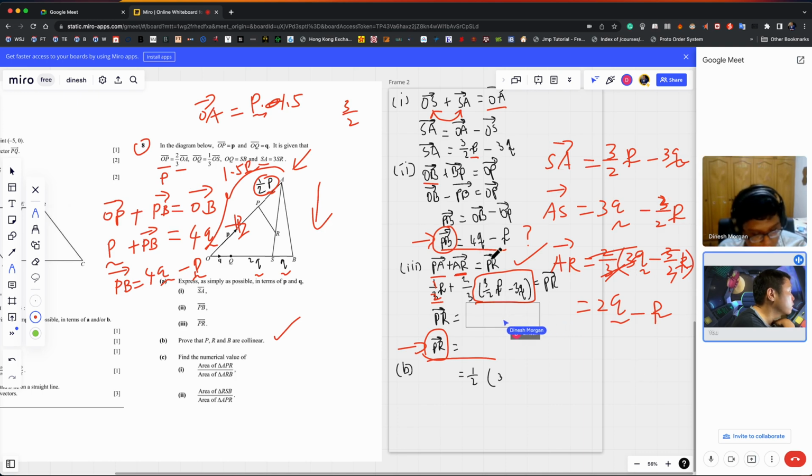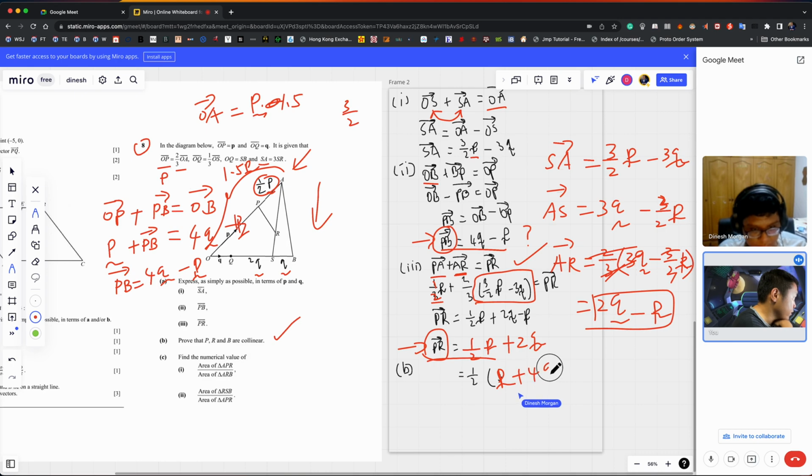So that's your AR. Means this whole thing will be replaced by this. So half P plus, yes, this whole thing. Q minus half P. Half P plus 2Q, yeah. Right? Then you take out half. Then you get P 4Q, right? Wait. Half P minus P should be negative half P, right? Oh yeah, minus, yeah.